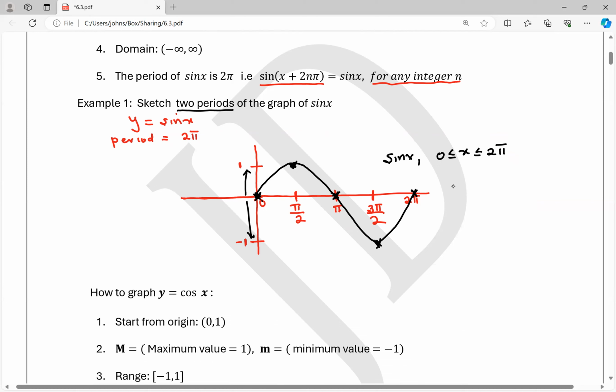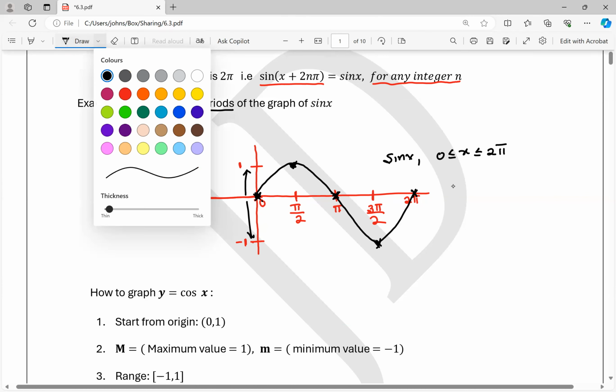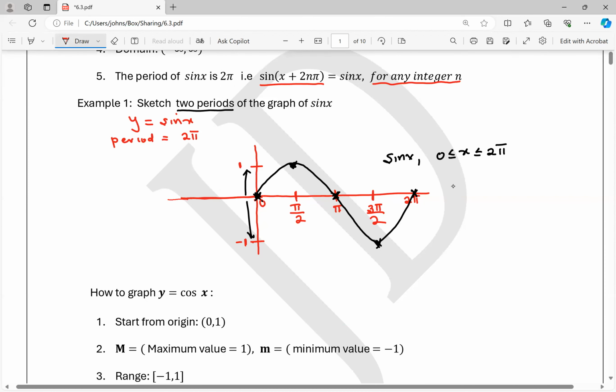So since we're looking for two periods, we have two options. It's either we add 1 period to the left or we add another period to the right, but let's add it to the left. So what I mean by adding it to the left is that we extend the graph here.